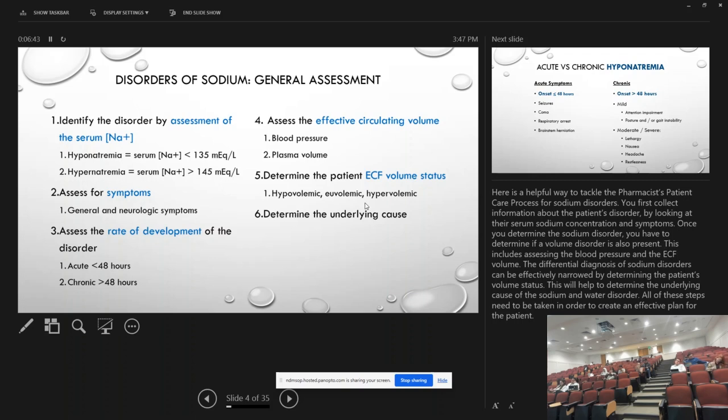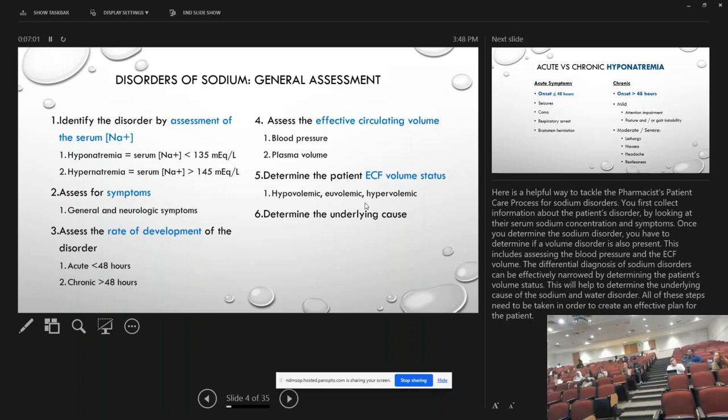But that rate of change is very important when you decide whether or not you're going to treat the patient aggressively or not. You want to assess the effective circulating volume. So remember, these patients can present as hypovolemic, euvolemic, or hypervolemic. That's why we spent a fair amount of time on those three things. So certainly assess that, assess the patient's blood pressure, and then always try to determine the underlying cause.